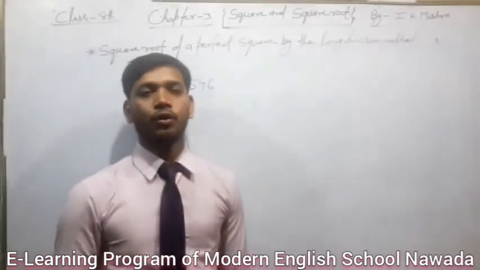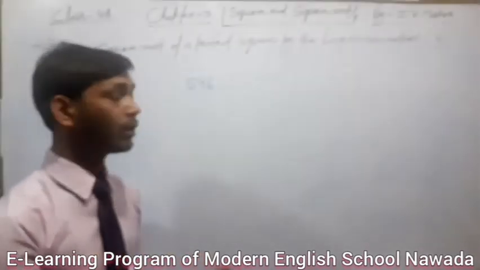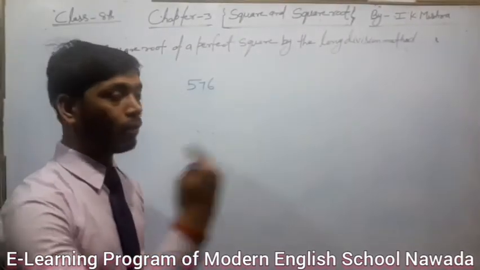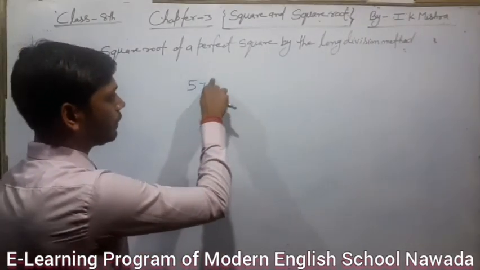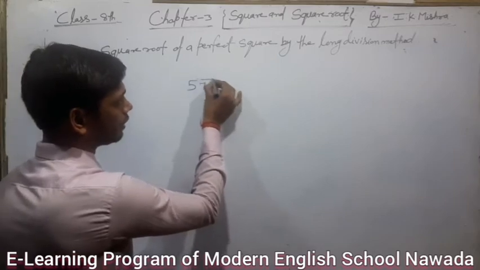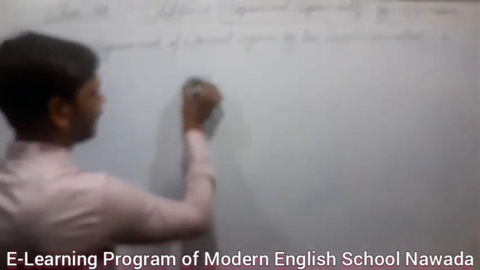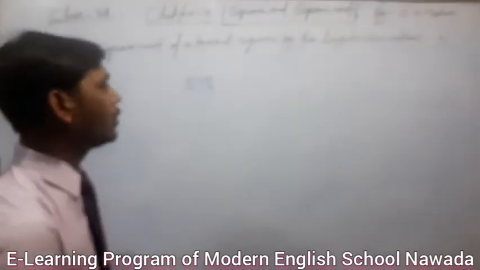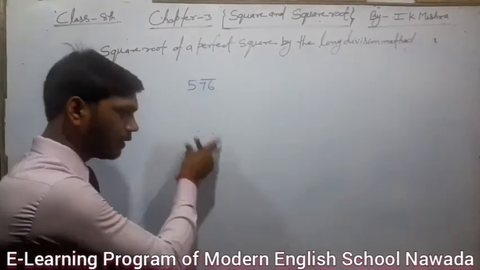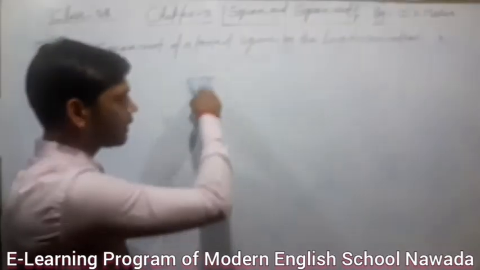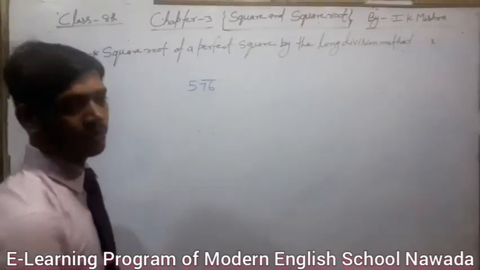First process, you have to pair the digits of the number from the unit place. So first of all, you pair the last 2 digits, and here 1 digit remains, so it will not be paired. Now the 2 digits are paired, and they are written below collectively. Suppose we have to find its square root.